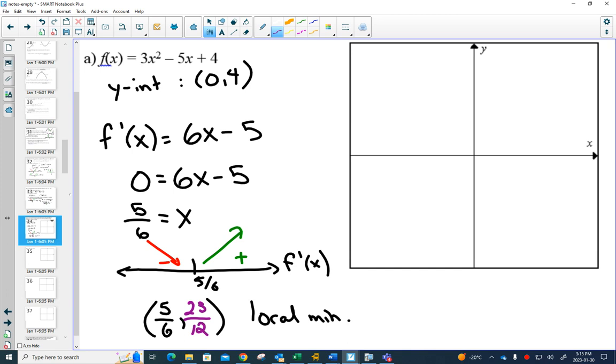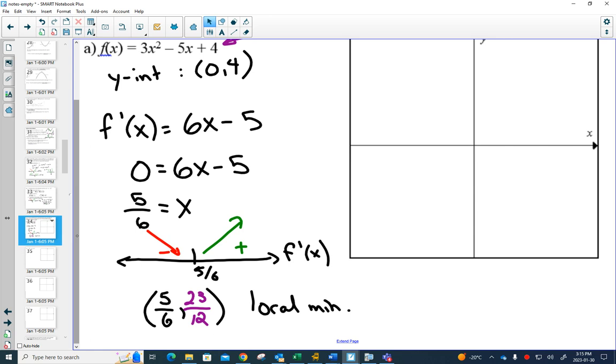Keep it as a fraction. I get 23/12. Plugging that into my calculator. So where do we find the purple value from? We found the purple value anytime we're looking for a point on our graph. We're going back to the original equation, because the original equation is the equation for all points. The derivative just tells us increasing, decreasing. The original one tells us any points we want. There we have our local minimum.